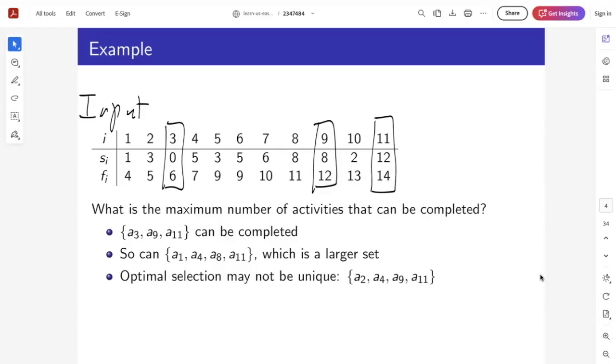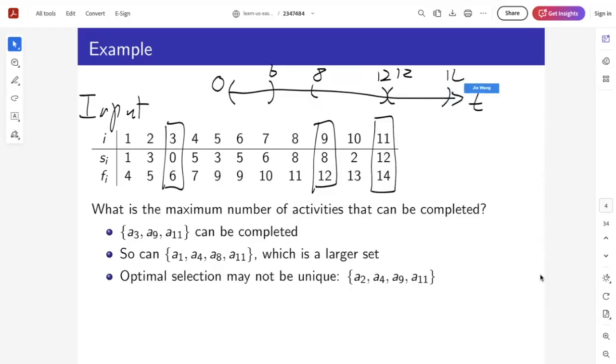So if you look at the timeline, say this is the time, let's say this is 0, so it starts at 0 and then 6, and then here is 8, and then 12, and then 12, and then 14. So they don't overlap. But this is not a maximum because we can find another set of activities.